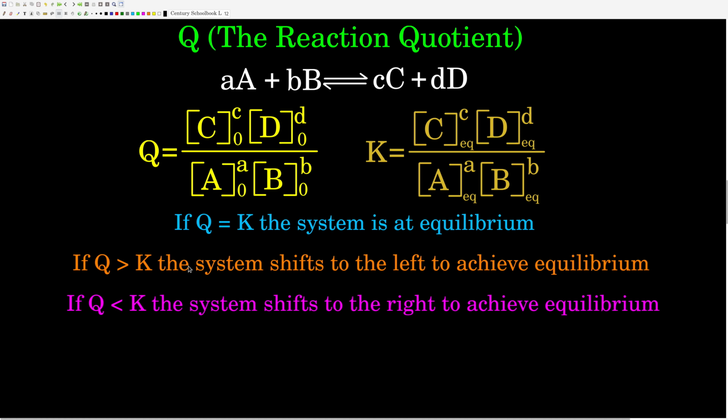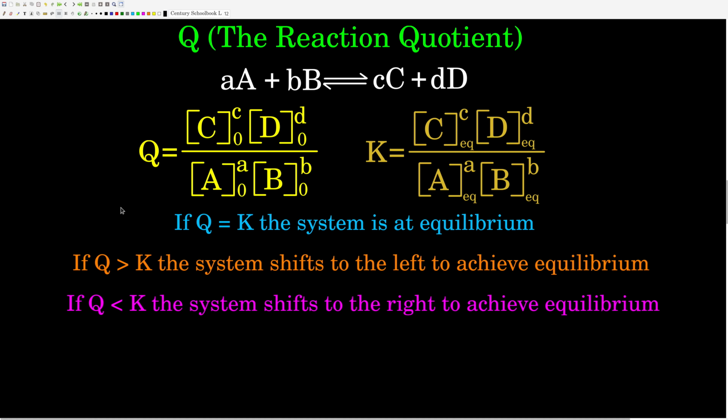Here's why. If Q is bigger than K, that means the numerator in Q is too big and the denominator in Q is too small compared to their values in K. Because the numerator gives the concentrations of the products raised to their powers, we have too much product. The concentrations of the products are too high and the concentrations of the reactants are too low. So some of the products reform reactants; we take some of the C and D away and make more A and B, until Q equals K, and then it's at equilibrium.